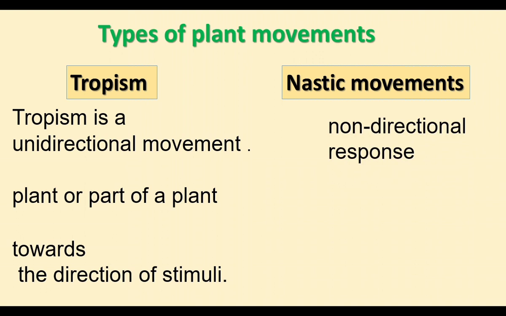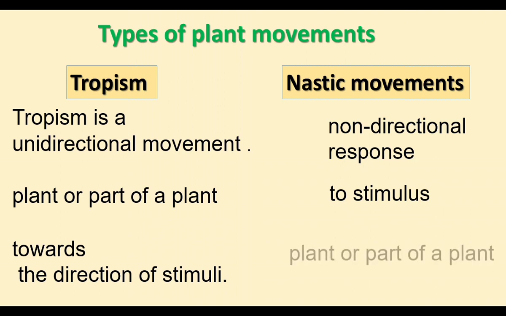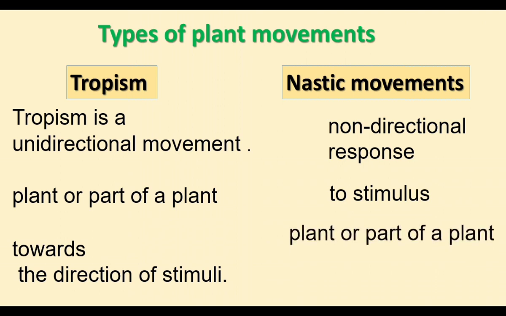Nastic movements are non-directional responses. There is no growth in these movements. The plants or plant parts show response to stimulus. There is no growth taking place. The touch me not plant shows response for touch. The response is just folding the leaves.